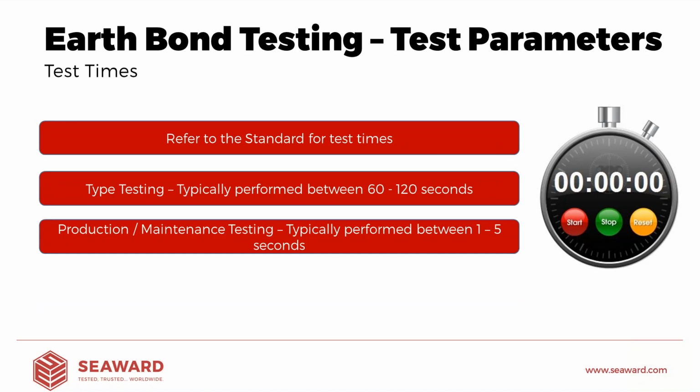Test times, again, the standard typically will determine what test time you should be performing. But as a general guide, if we're performing type tests, i.e. design tests, the earth bond test is typically performed between 60 and 120 seconds, so a minute to 2 minutes long. Production or maintenance testing is much, much quicker because we know the product should be safe by design. We're just trying to root out any failures that have come into play via the production process itself or wear and tear. So it's typical that a production earth bond or ground bond test is performed somewhere in the region of 1 to 5 seconds.